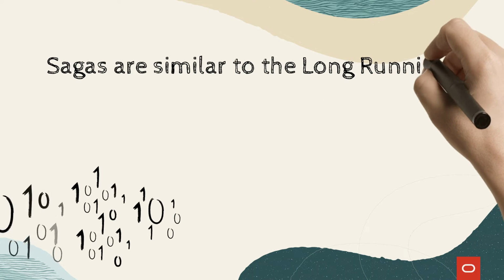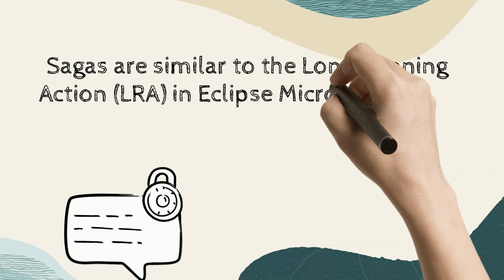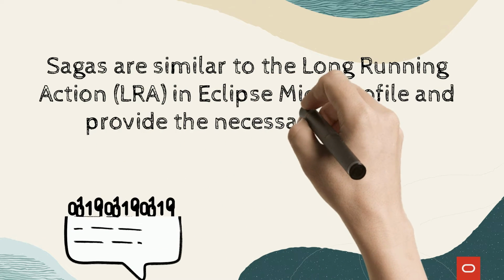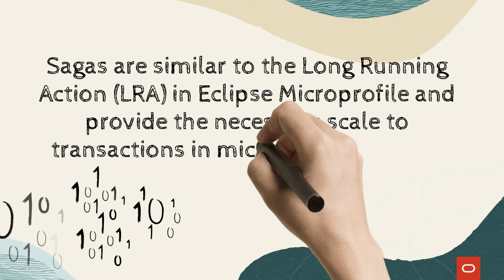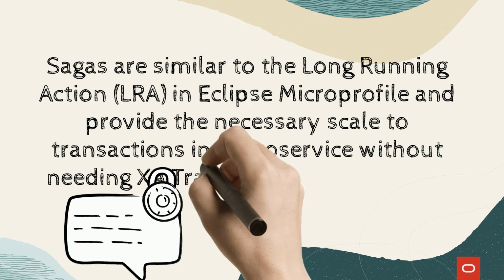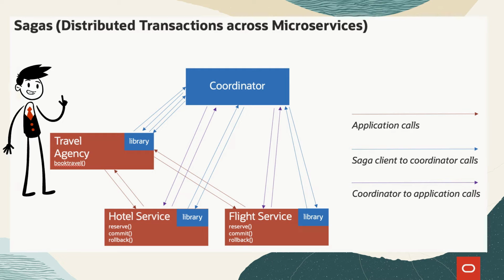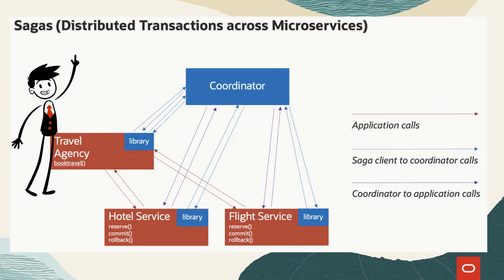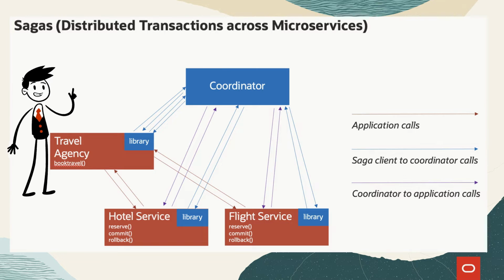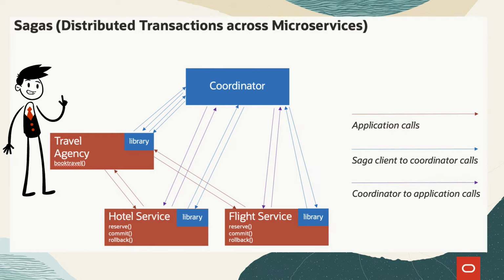Sagas are similar to the long-running action in Eclipse MicroProfile and provide the necessary scale to transactions in microservices without needing XA transactions and two-phase commits. This is how the distributed transactions across microservices would look like. The travel agency, hotel service, and flight service will all have their own library. The red lines show the application calls, the blue lines show the Saga client to coordinator calls, and the purple line shows the coordinator to application calls.